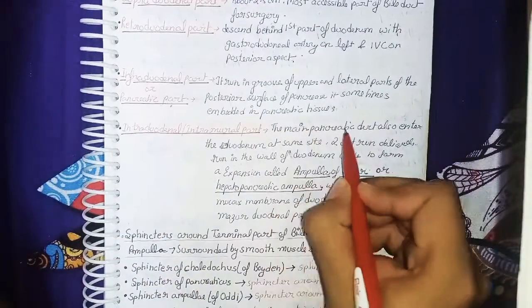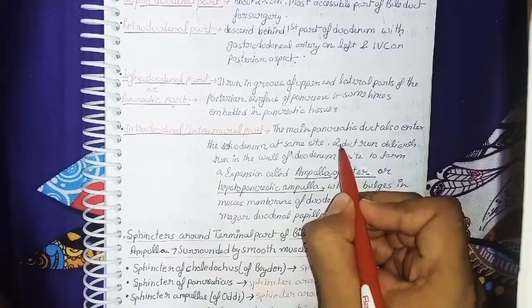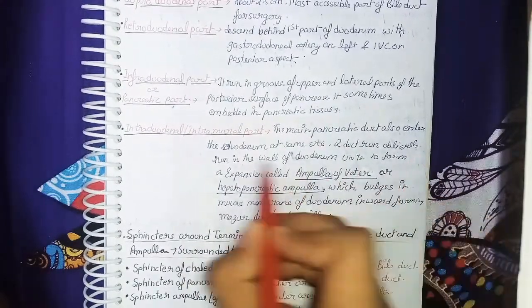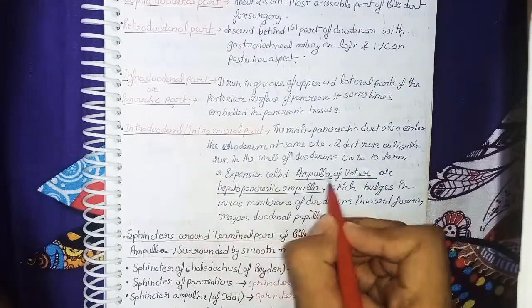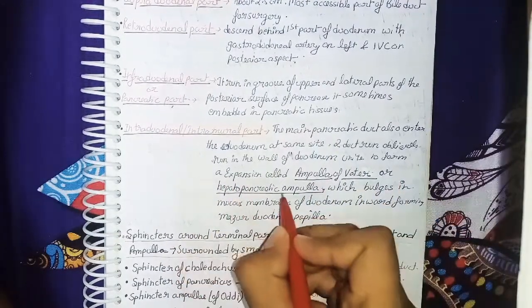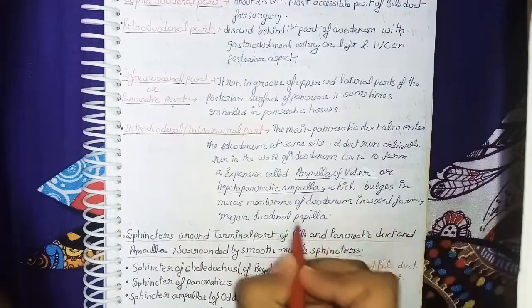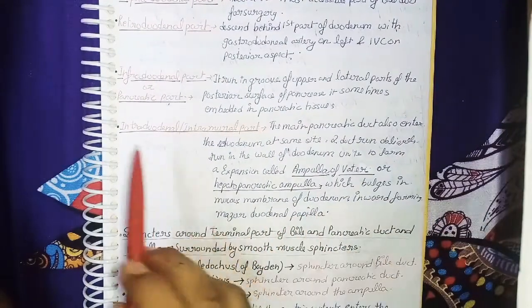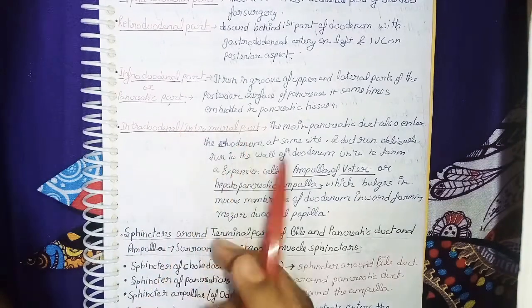The main pancreatic duct also enters the duodenum at the same site. Two ducts obliquely run in the wall of duodenum, unite to form an expansion called ampulla of Vater or hepatopancreatic ampulla, which bulges in the mucosal membrane of duodenum inwards, forming a major duodenal papilla. So that part is called as intraduodenal part.